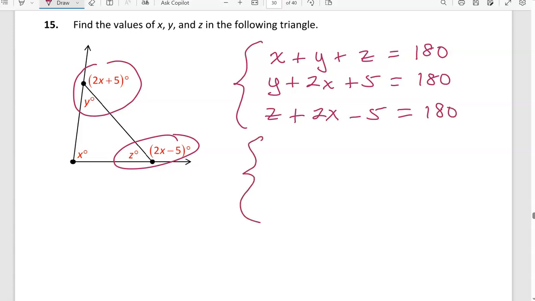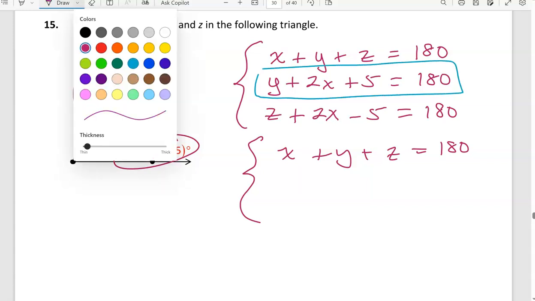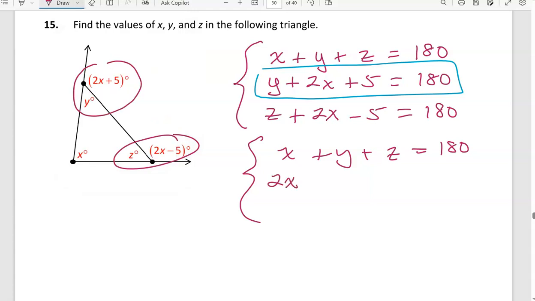Let's take and put all of these in standard form. x plus y plus z is 180, is already in standard form. The second one must be rewritten in standard form. That means things must be in the correct order. So I'm going to write 2x first, plus y, and there are no z's, so I'll write 0z here, equals, and we need to subtract 5 from both sides to get 175.